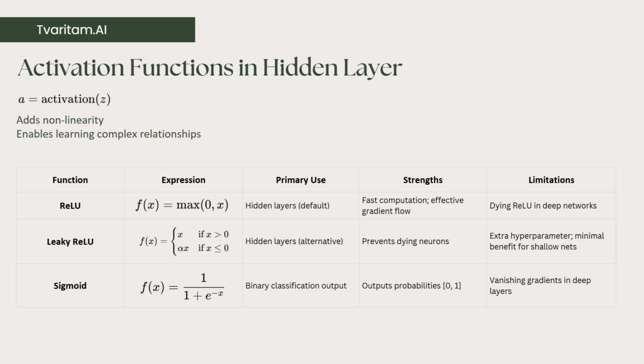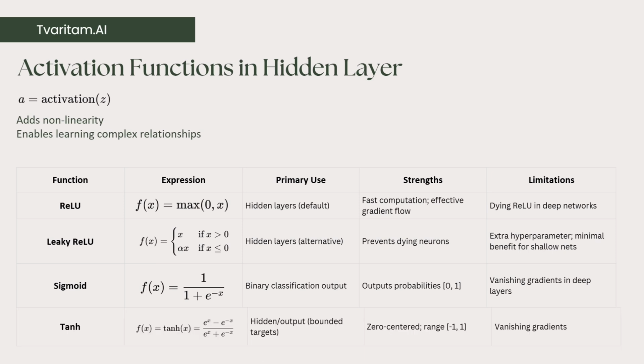It maps any input value to a range between 0 and 1, which we have also discussed in the logistic regression video, and it is useful for probability interpretation and binary classification, mostly utilized in the output layer. However, sigmoid has some serious limitations as it suffers from the vanishing gradient problem, meaning the gradient becomes extremely small during backpropagation and learning slows down. It also produces outputs that are not zero centered, which can slow convergence during training.